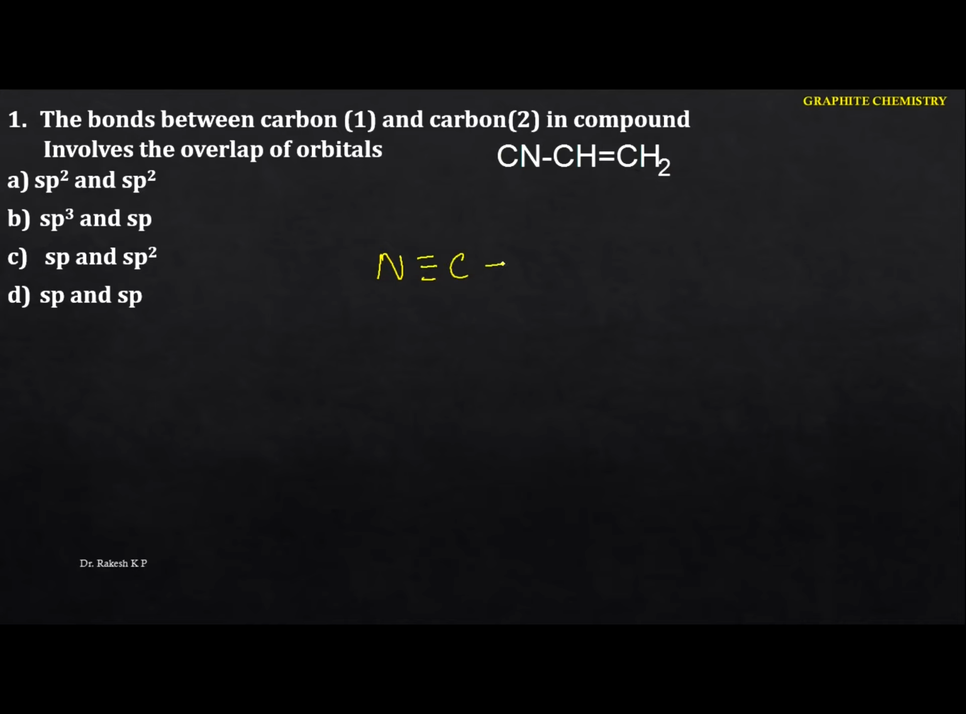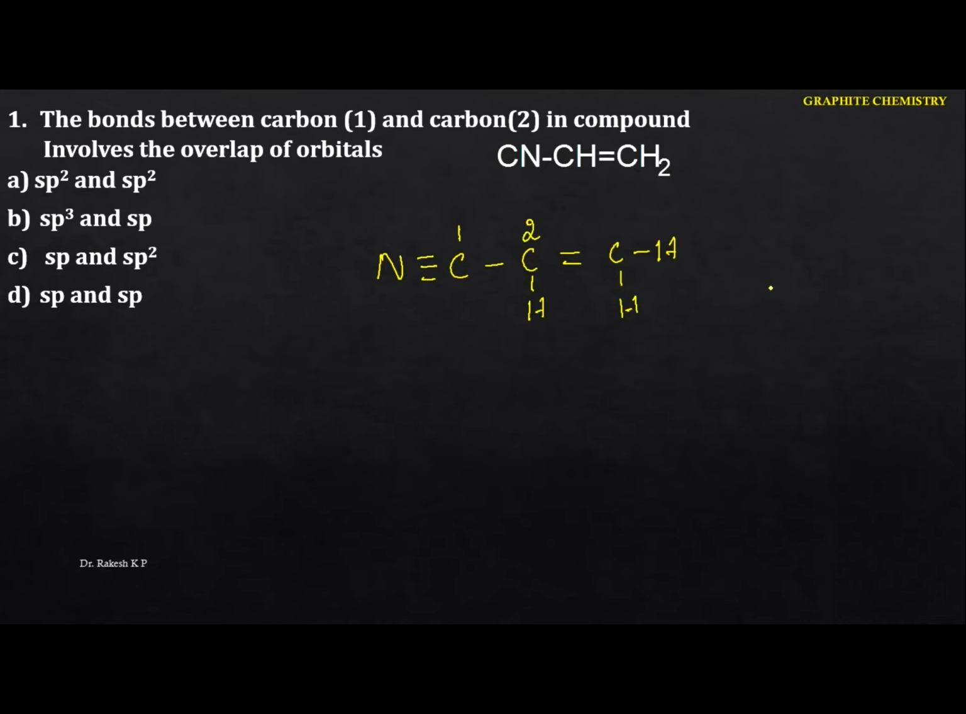This is the C, and here we have CH, and again a double bond CH2. Now what we have to do is give the numbering to the carbon. According to the IUPAC system, you have to give the numbering starting from the functional group. This will be the first, this will be the second.